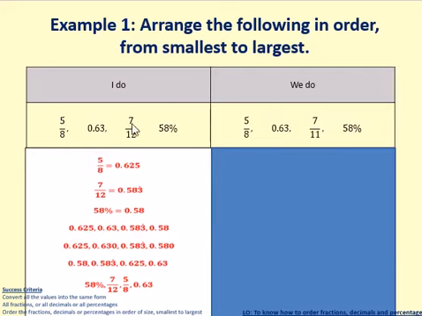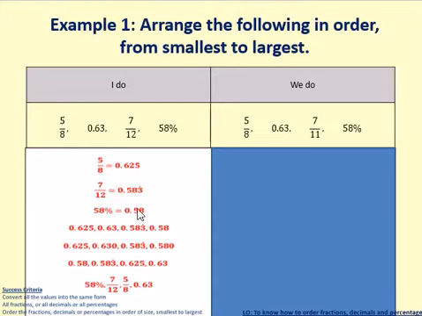7/12, remember this is 7 divided by 12, so do the bus stop method, calculate that, you should get an answer of 0.583 with the 3 recurring. And then we have 58%, where to convert this to a decimal, we simply divide by 100, so 58% is equal to 0.58. Now we need to write them in order from smallest to largest.